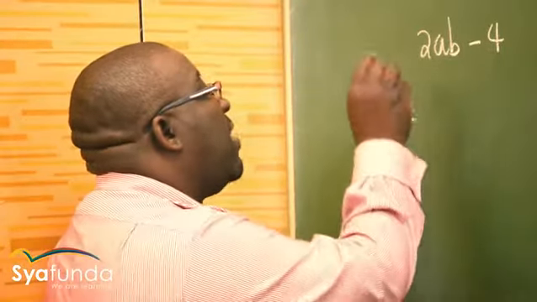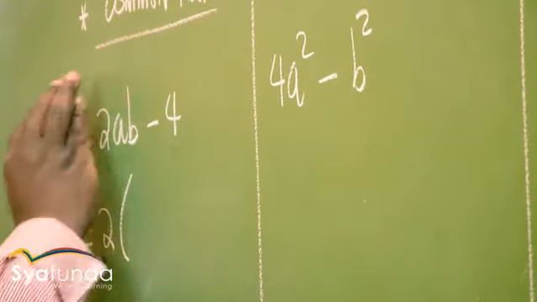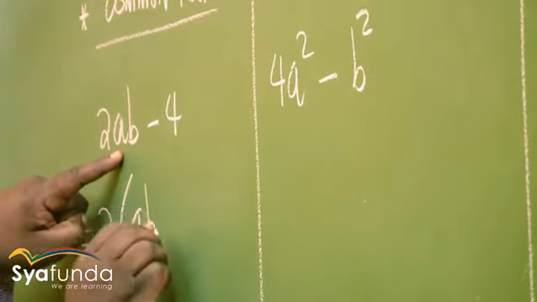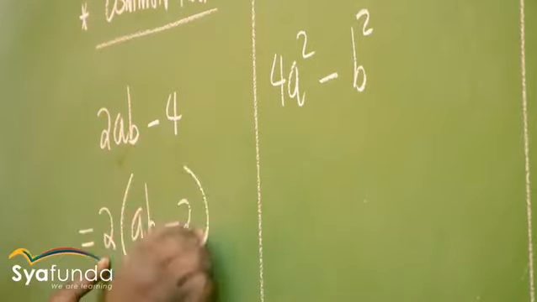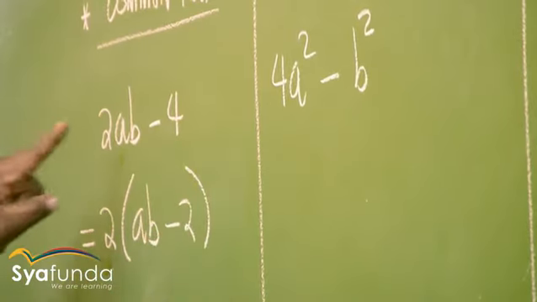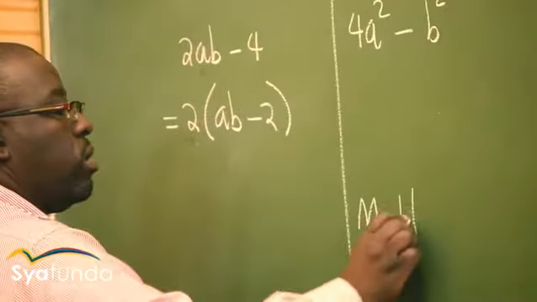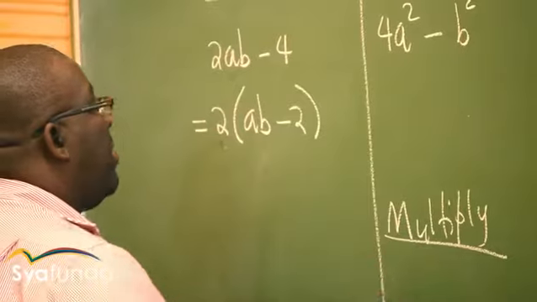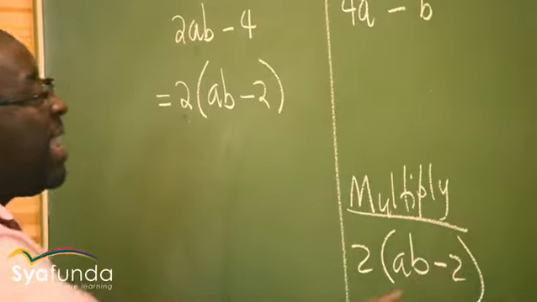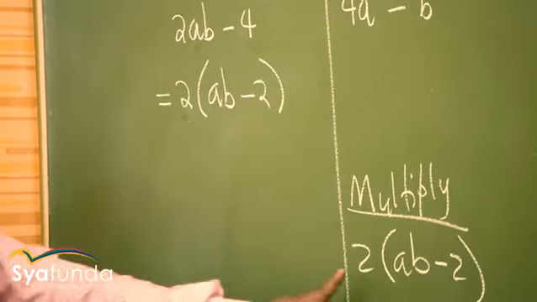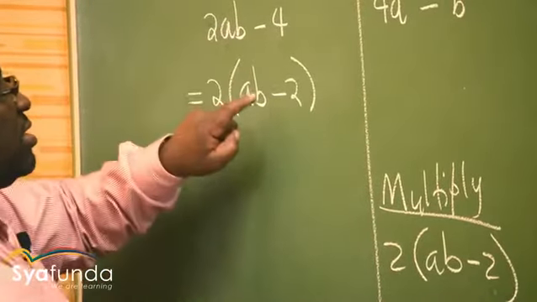So how do we factorize this one? We take this 2 outside. Then if we take 2 out, we're left with AB. You follow this sign as it is. 2 times what will give us 4? It is 2 times 2. When I multiply this, I should get that exactly as it is. If the question was saying multiply, maybe it gives me 2 into AB minus 2. So when I multiply, I will get exactly that value. 2 times AB is 2AB, 2 times minus 2 is minus 4.